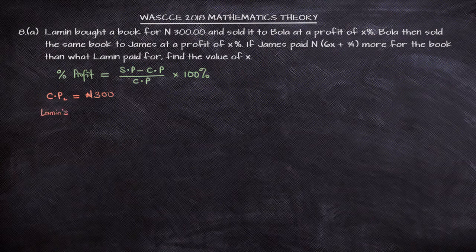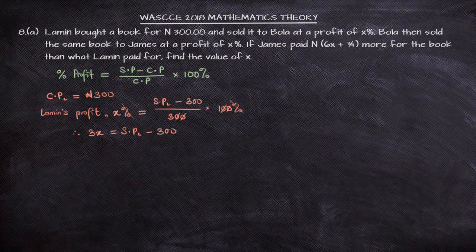But when Lamin is selling, Lamin's profit in percentage, X% that was given, will be his selling price, which we are not told, minus his cost price, which is 300, divided by the cost price, which is 300, multiplied by 100%. Now, if you cancel out the zeros and knock out the percentage, we can cross multiply to have 3x is equal to the selling price for Lamin minus 300, such that when we collect like terms, the selling price for Lamin will be 3x plus 300. We can note this as a useful equation for us.